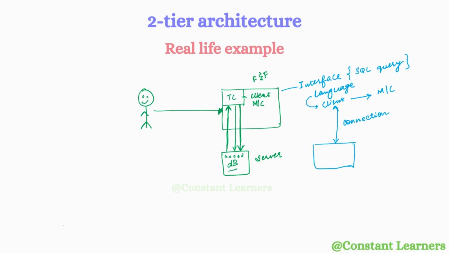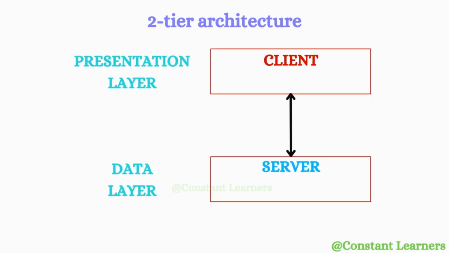All right. So the client machine is sending the query to the database. So the database server has to process this query. And also it has a database management system that stores, manages or accesses the data from the database and then finally responds to the client. So here we have the client machine, which is also known as the presentation layer. And then we have the server, that is the database server, which is the data layer.